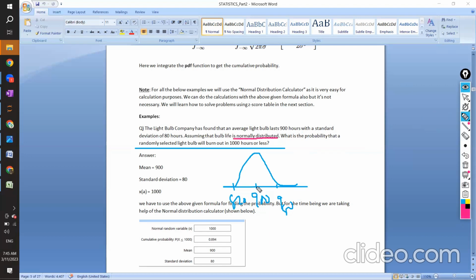It will have a peak at the mean. That means the bulbs which will burn for 900 hours will be the maximum. Getting the probability for this 900, the mean, that will be maximum.